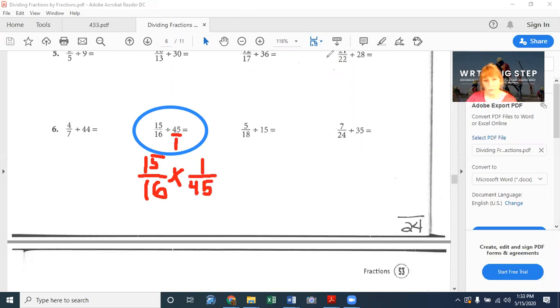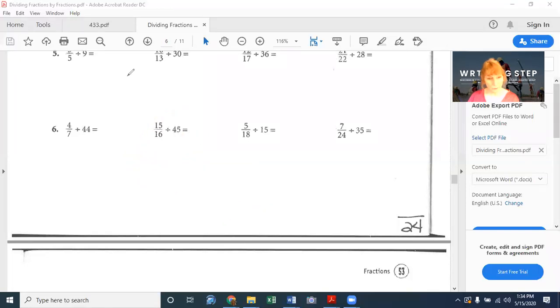I probably can cancel by 15s. So 3 15s will go into 45. So 45 divided by 15 is going to give me 3. And 15 divided by itself is going to give me 1. Now I can multiply across the top. I get 1 times 1 is 1. And 16 times 3. 3 times 6 is 18. Carry the 1. 48. So 1/48 is the answer for that. Okay, we're doing okay? All right, good. That's clear, and let's move down a little bit further.